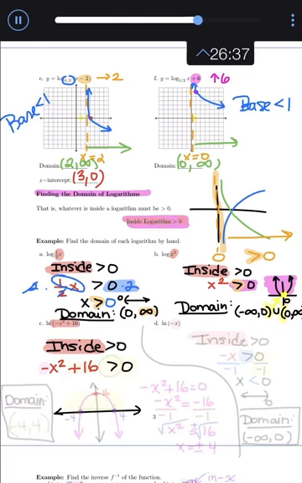What do we know about this parabola? Well, we know actually a couple things. Because of the plus 16, it's been shifted up 16. So it's way up here at 16 is where the vertex is. And also, because of the negative out in front, we also know it's a parabola that points upside down.